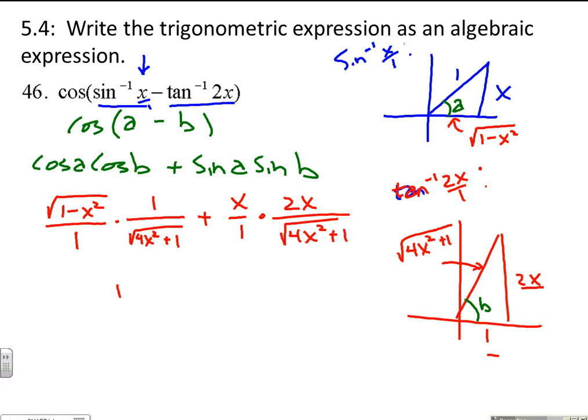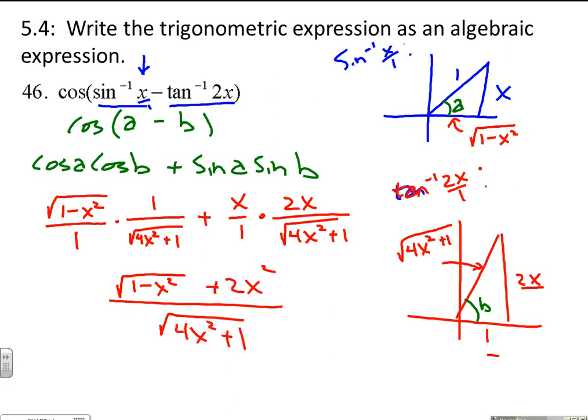And I end up with square root of 1 minus x squared plus 2x squared, all on our common denominator, square root of 4x squared plus 1. You could rationalize this. Again, sometimes simplifies in the eye of the beholder. I suspect even the author likes the answer in that form.